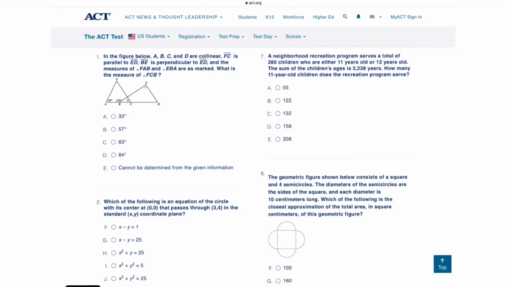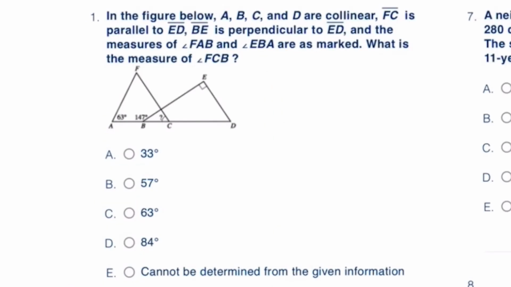Starting with number 1, we have a geometry problem. Looking at these 2 triangles that intersect, they want us to find the angle FCB. They tell us A, B, C, and D are collinear, meaning they are on the same line, and they also tell us that FC is parallel to ED. That is going to help give us the information we need to then figure out the angle.